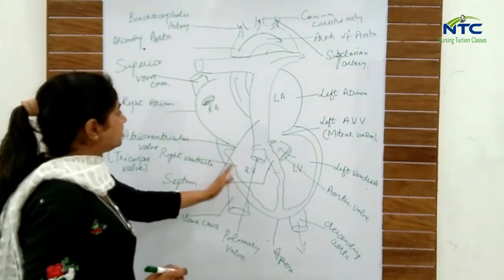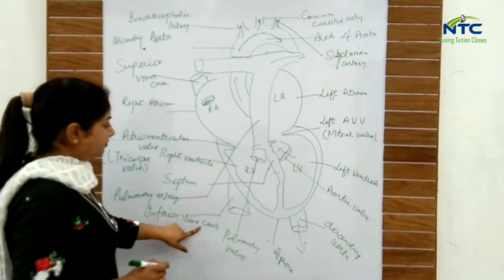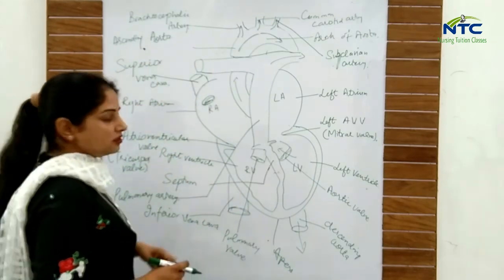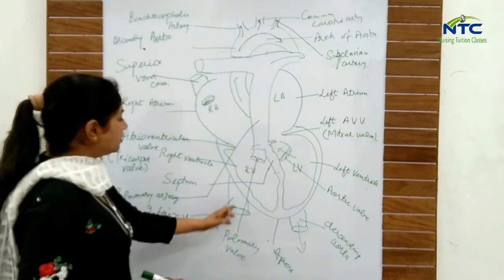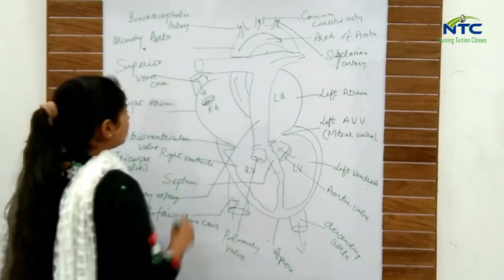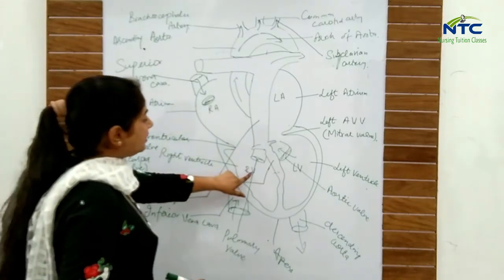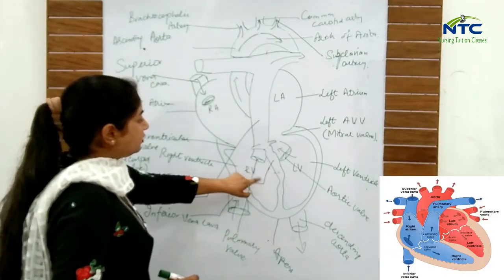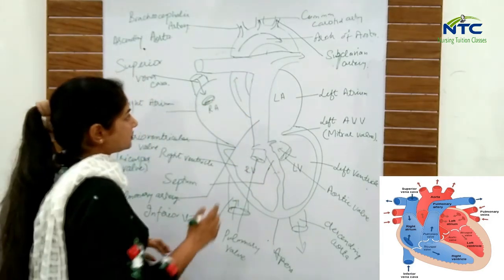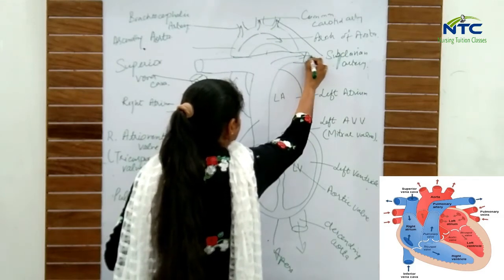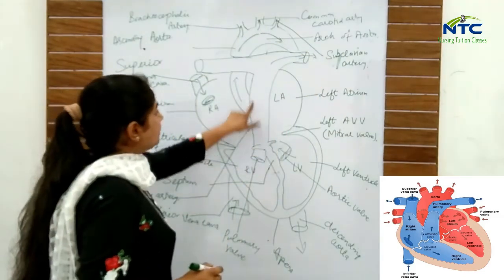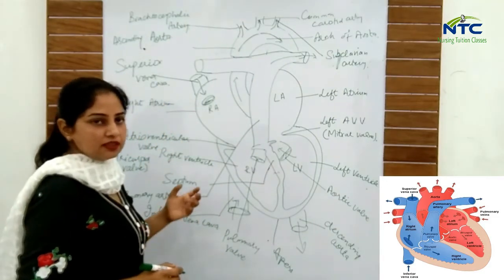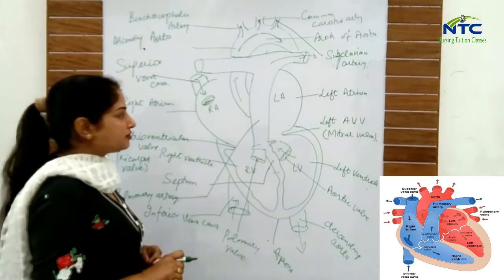Other structures present in the right side are the superior vena cava and inferior vena cava. The function of these two is to collect the deoxygenated blood from the upper segment of the body and from the lower segment of the body and drain into the right atrium. Then from the right ventricle there is the origin of the pulmonary artery, which carries deoxygenated blood from the right ventricle and transports it to the lungs. This pulmonary artery is again divided into right pulmonary artery and left pulmonary artery, which carry deoxygenated blood to the right lung and left lung for the purpose of purification.